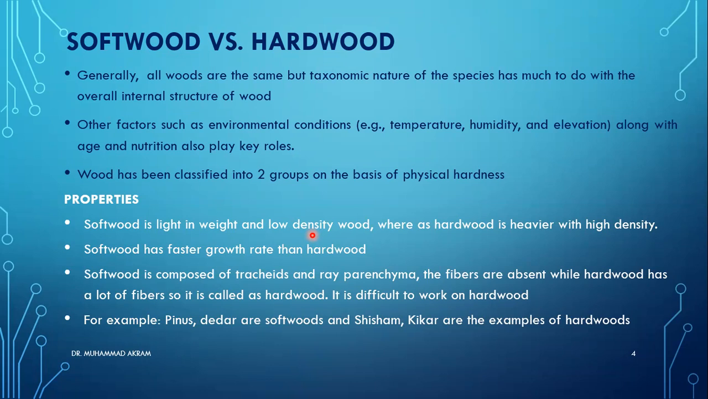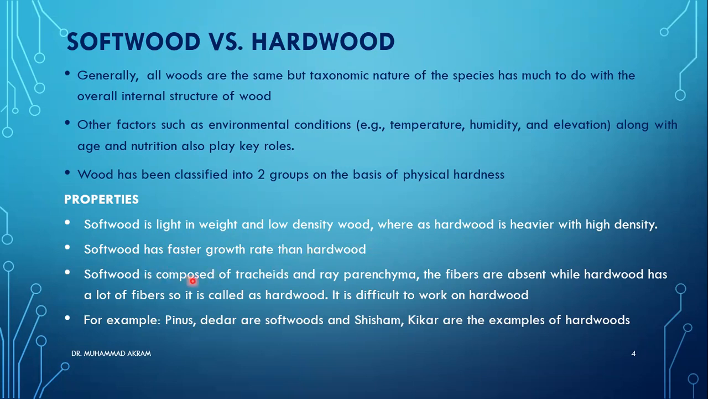Wood has been classified into two groups on the basis of physical hardness. The softwood is light in weight and low density wood, whereas the hardwood is heavier with high density. Softwood has a faster growth rate than the hardwood.